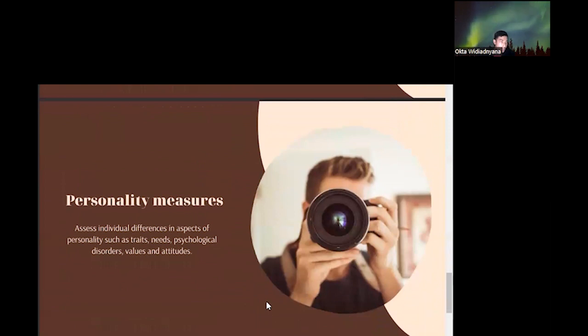Next, personality measures. They assess individual differences in aspects of personality such as traits, needs, psychological disorders, values, and attitudes. Most of them are self-reports in paper and pencil format that ask individuals to respond to items that inquire about the occurrence of certain behaviors, thoughts, and feelings in their lives.